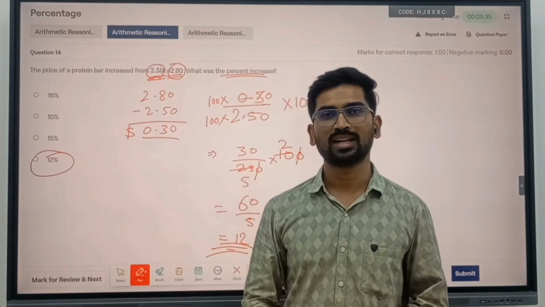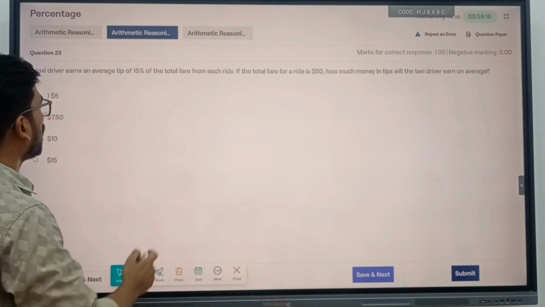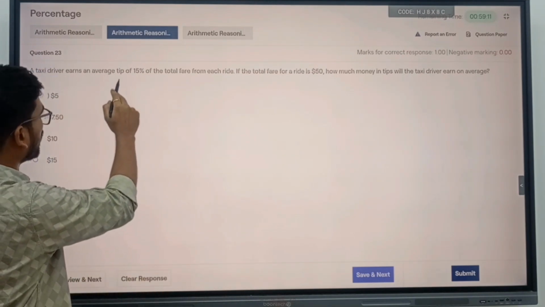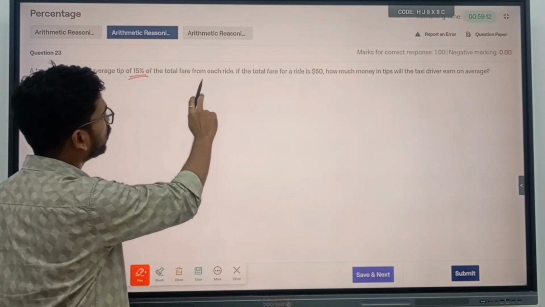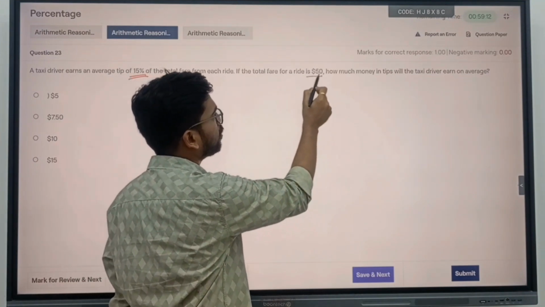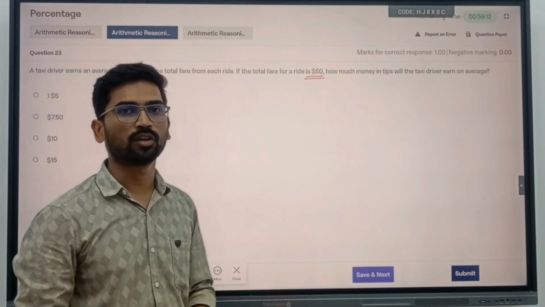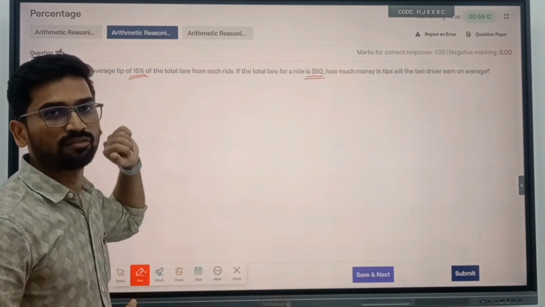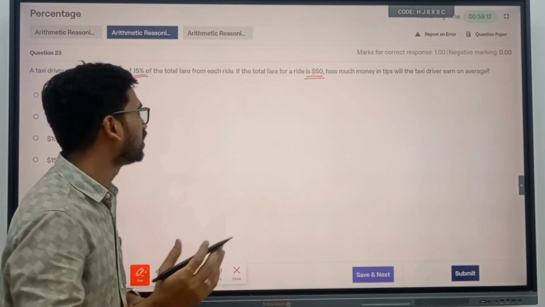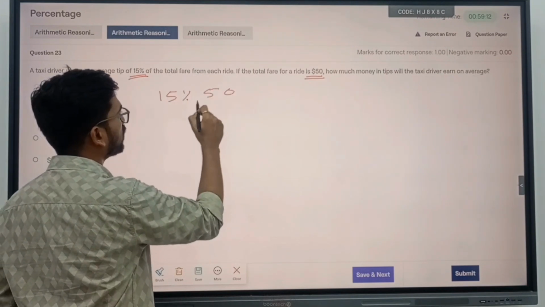Now, we'll move on to our next question. The question says, a taxi driver earns an average tip of 15% of the total fare from each ride. If the total fare for a ride is $50, how much money in tips will the taxi driver earn on average? Now, the taxi driver makes 15% on each ride, and the total fare of the ride was $50. Very simple question. We need to calculate the 15% of total fare, which is 50.